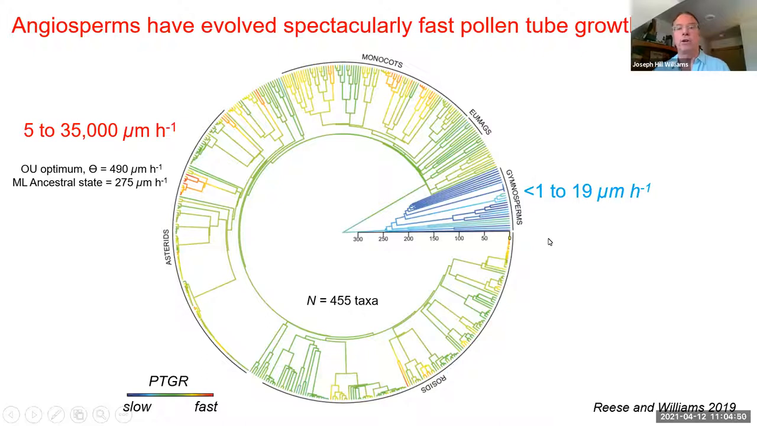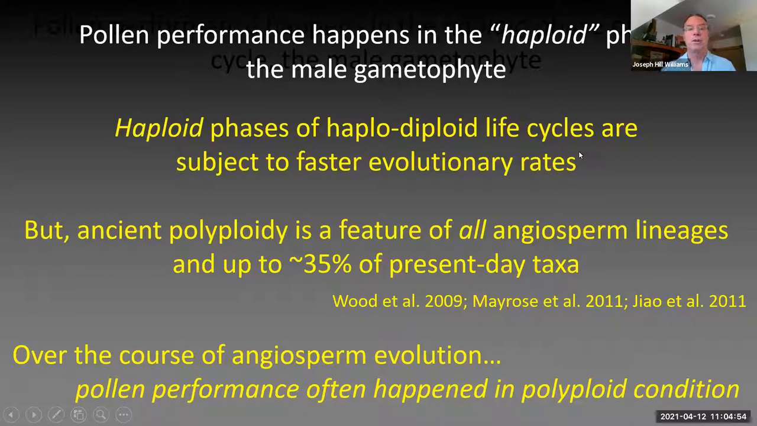And so what are the causes of that evolution? It occurred to us a while ago, actually during my PhD, I studied pollen tube growth rates of polyploids. But pollen performance is always said to happen in the haploid phase of the life cycle, the male gametophyte's haploid, right? And haploid phases of haplodiploid life cycles are subject to faster evolutionary rates.